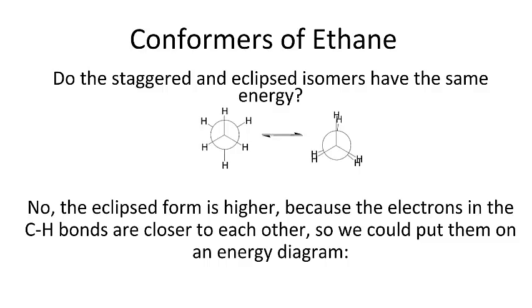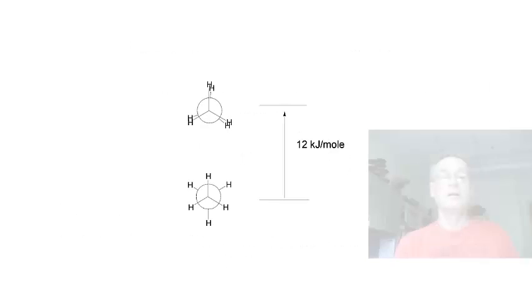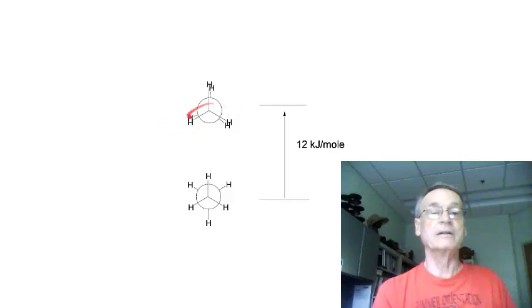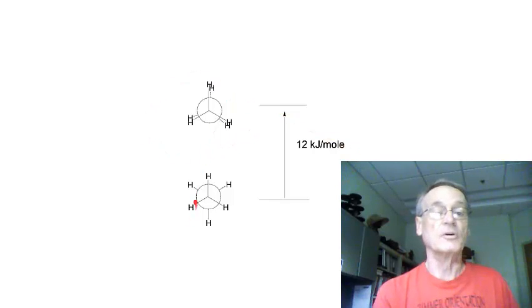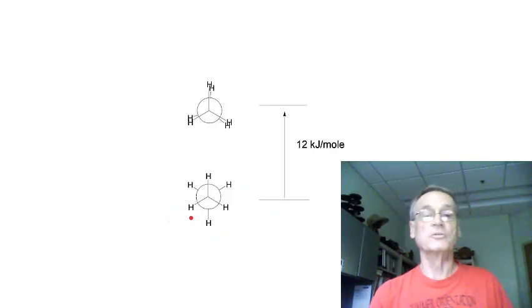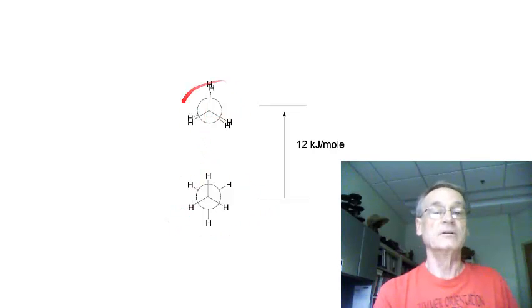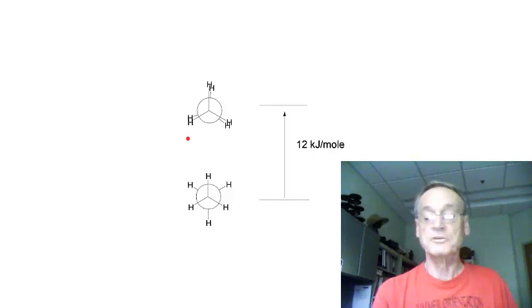So we could put them on an energy diagram. Notice that I have the eclipsed form on top and the staggered form on bottom, and it turns out there's about 12 kilojoules per mole. So if you had a mole of eclipsed ethane molecules and a mole of staggered ethane molecules, this mole would have 12 kilojoules more energy.